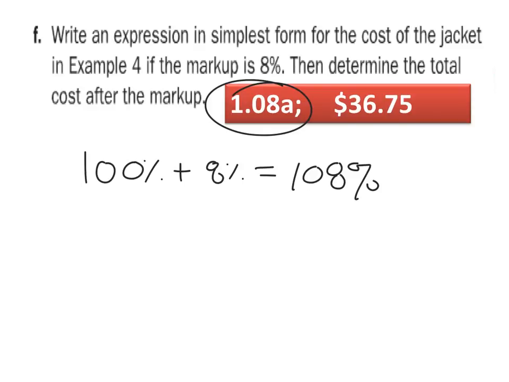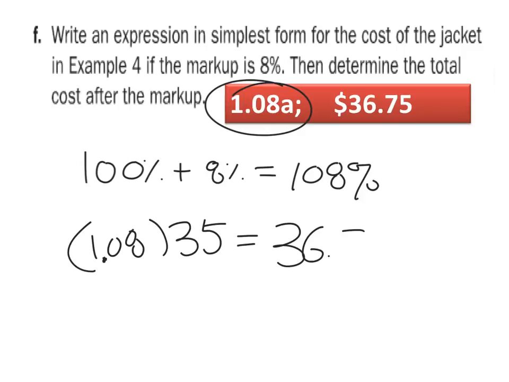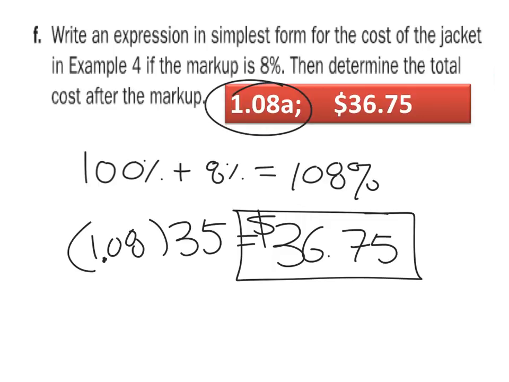Then we just need to find the total cost of it, which in the previous problem, the price of the jacket was $35. So you're going to pay 108% of the $35. Yes, there's a decimal there. And when you multiply that, you get $36.75. If it is unlabeled, you will not get the credit.